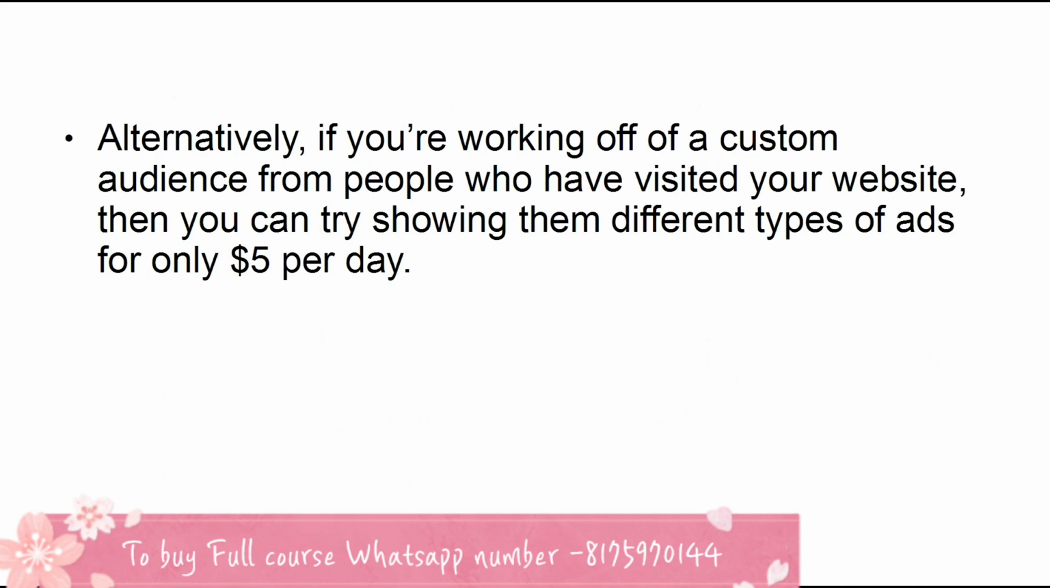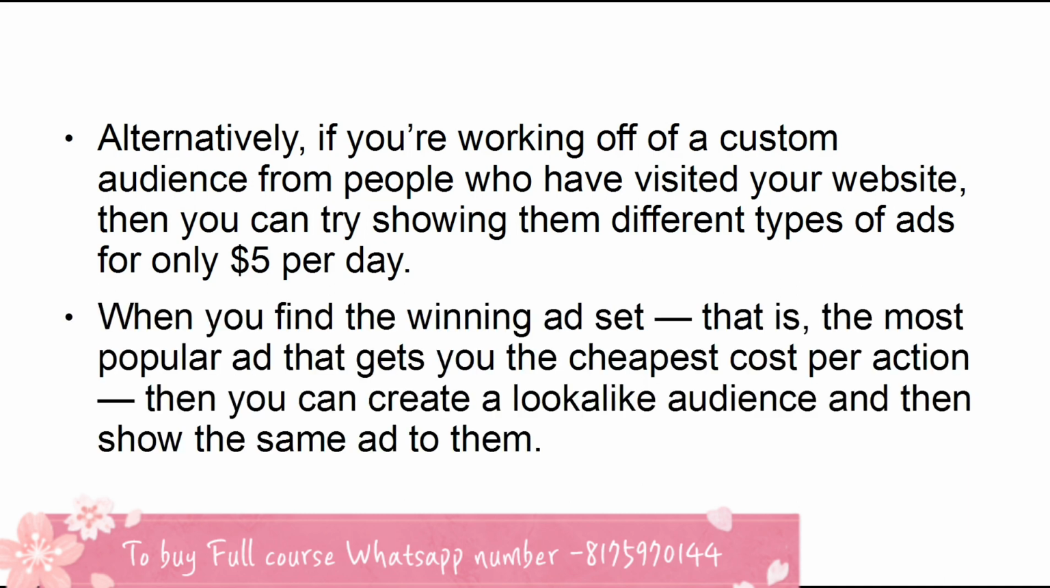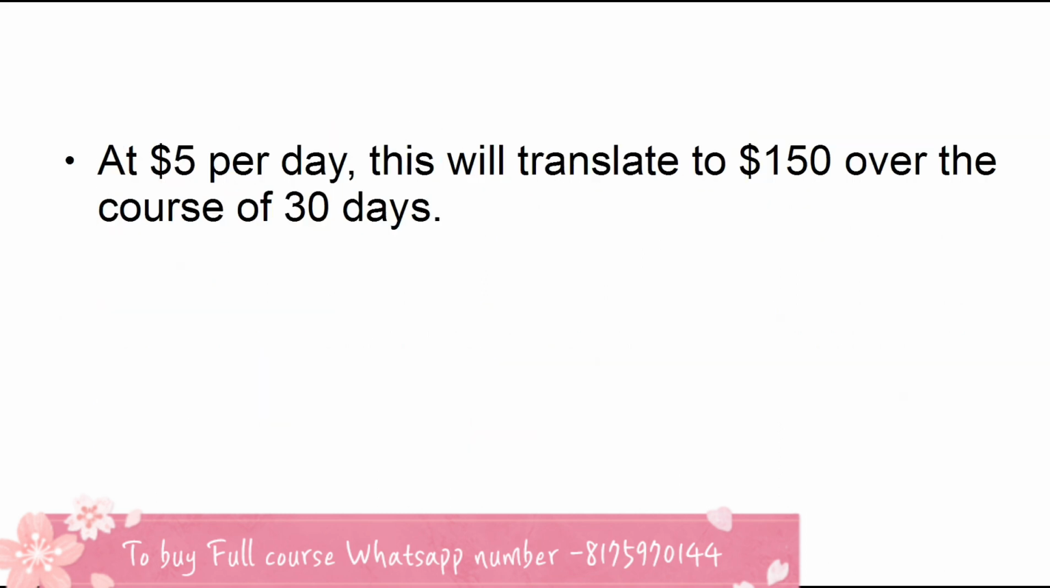Alternatively, if you're working off a custom audience from people who have visited your website, then you can try showing them different types of ads for only $5 per day. When you find the winning ad set, that is, the most popular ad that gets you the cheapest cost per action, then you can create a lookalike audience and then show the same ad to them. At $5 per day, this will translate to $150 over the course of 30 days.